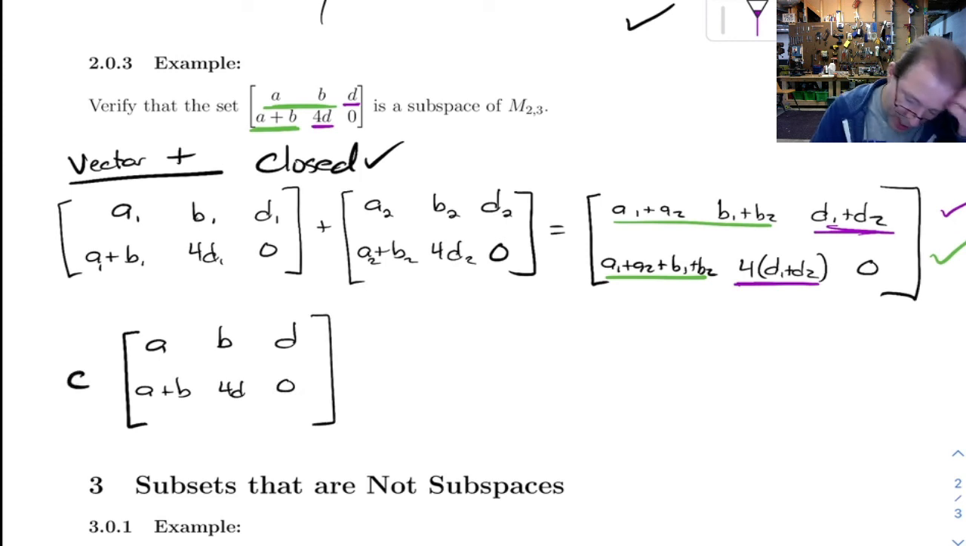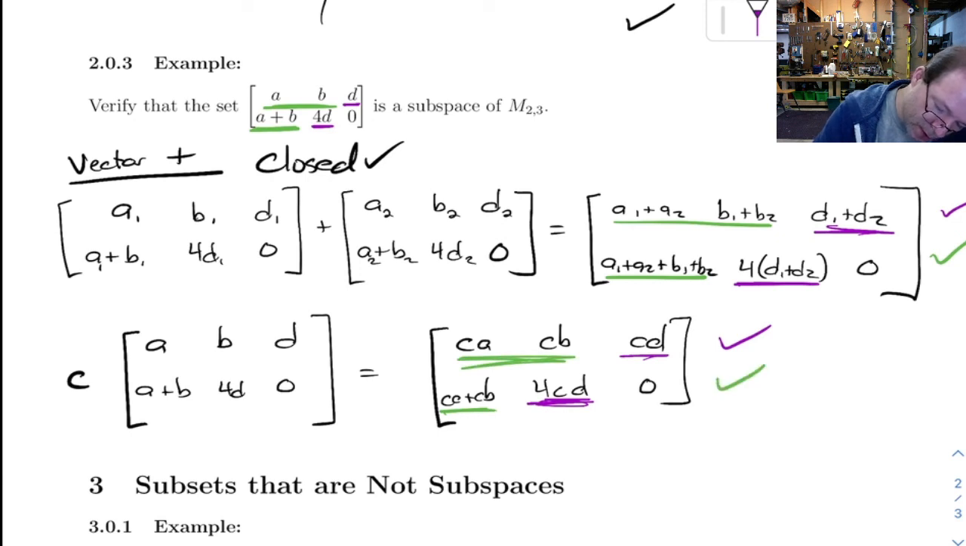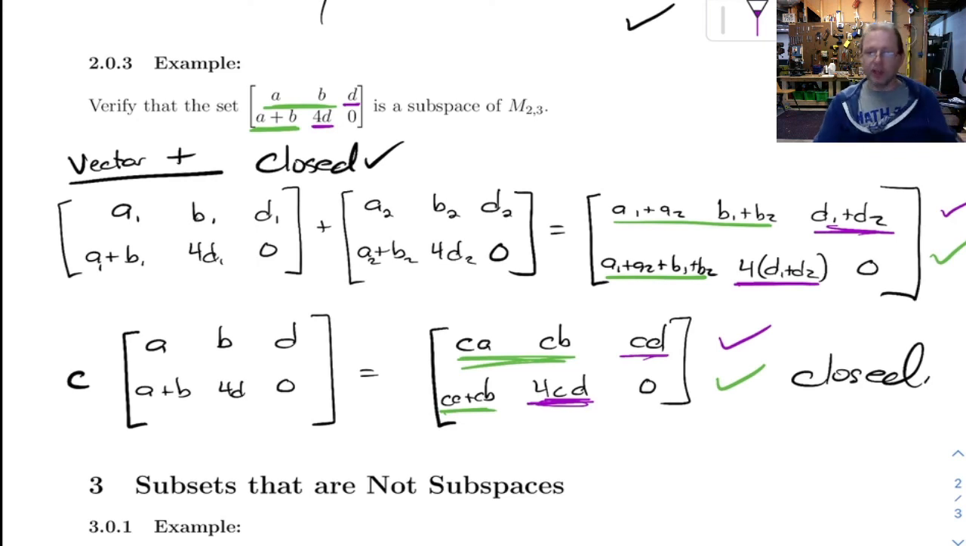And then for scalar multiplication, if we take that and multiply it by c, you don't have to put the subscripts on there because you've only got one of these. So I'm going to multiply that out to get ca, cb, cd. This is going to be ca plus cb. This is going to be 4cd, and then 0. So again, we're checking, is this 4 times that? Yeah. Is this the sum of these two? Yeah. Therefore, it's closed under scalar multiplication, and therefore it is a vector space.